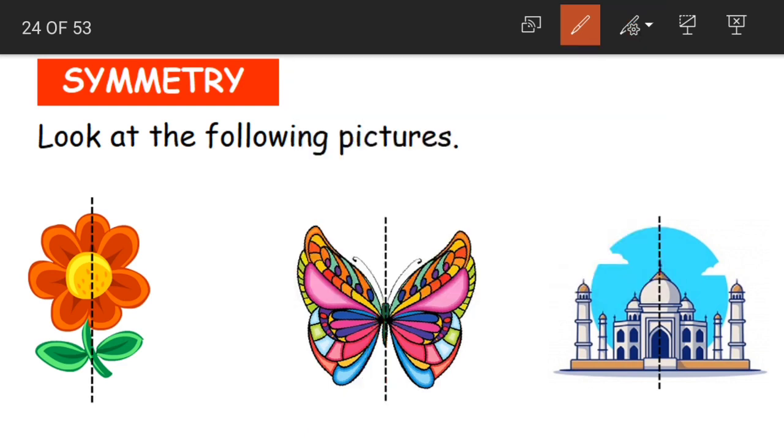Understood? If you take this Taj Mahal for example, see here this one pillar, then again this pillar, this pillar, again this pillar. So what are we observing? It's the same. Both the halves are exactly the same. This line is dividing this picture into two halves, and when we compare these two halves, both the halves are exactly the same. So we say that these objects are symmetrical. What do we say? Symmetrical.